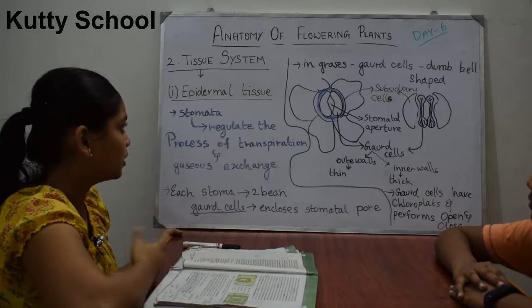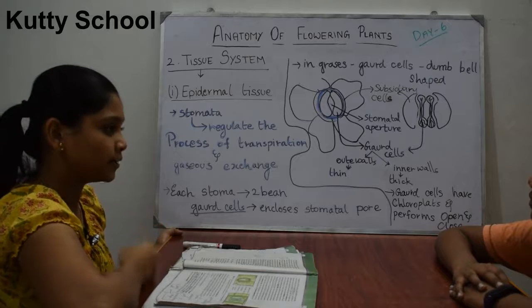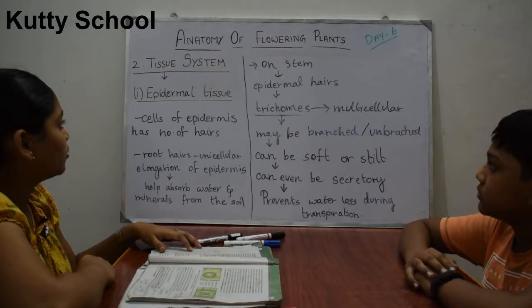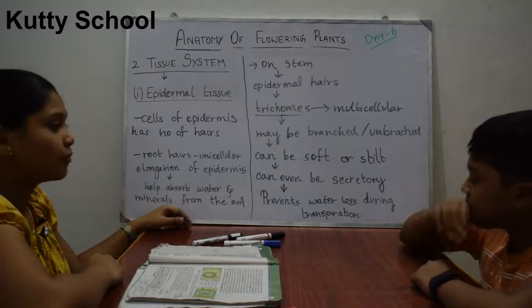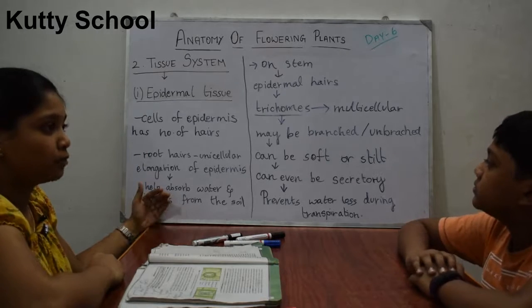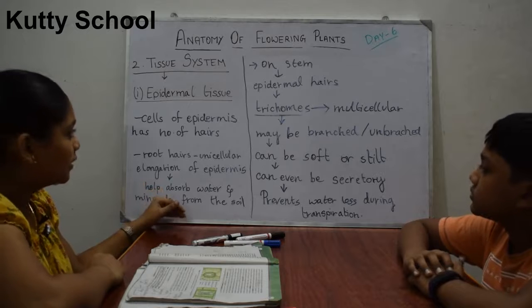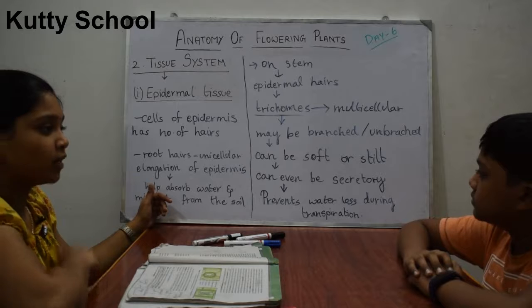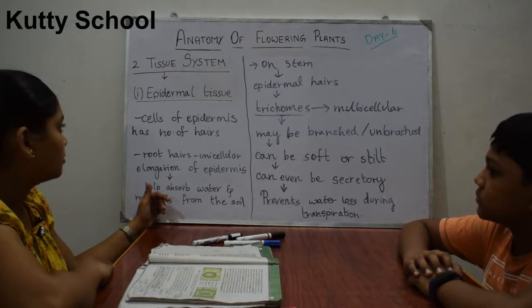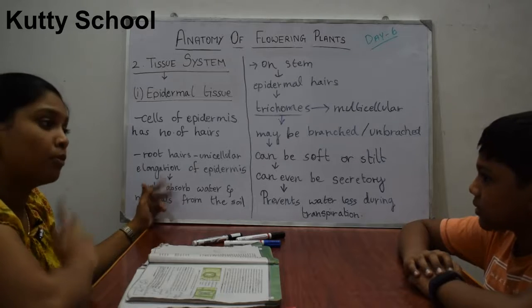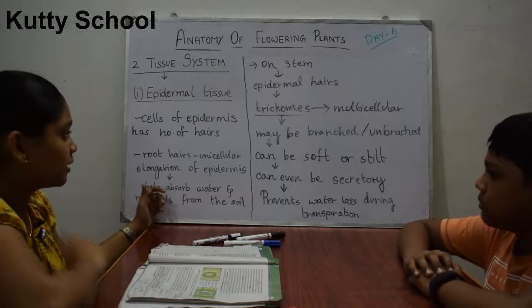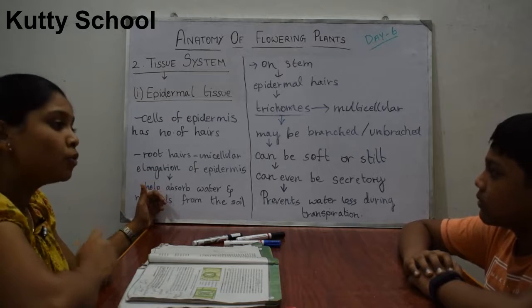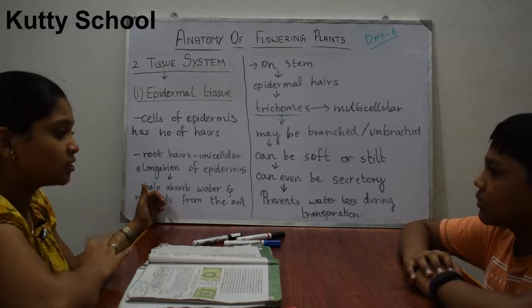That is all we'll discuss under epidermal tissue in the next slide. Now the next part of epidermal tissue. First we have seen what epidermal tissue is, and next we have seen stomata, and now we are going to see the hairs, trichomes and hairs present in this epidermis. The cells of the epidermis can have a number of hairs, generally root hairs.